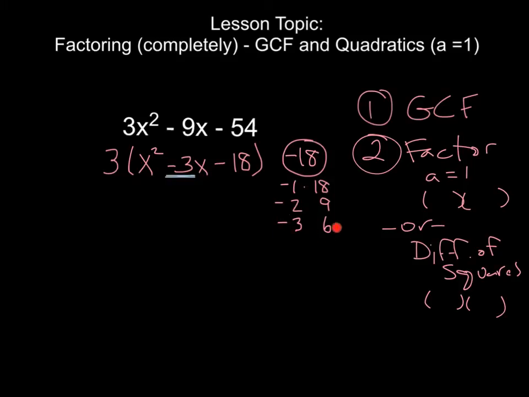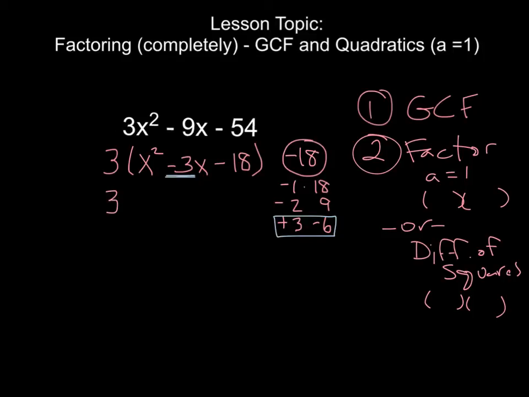So I have the right number value, 3, but I need it to be negative 3. If I simply change the 3 to positive and the 6 to negative, they still multiply to give me negative 18, but now they add up to negative 3. So I have found my two factors that will work in this factoring problem.